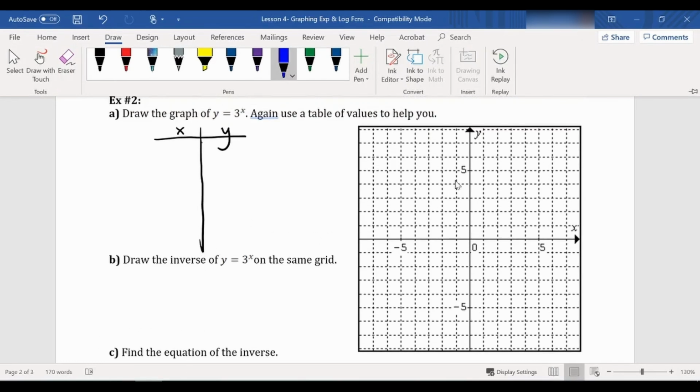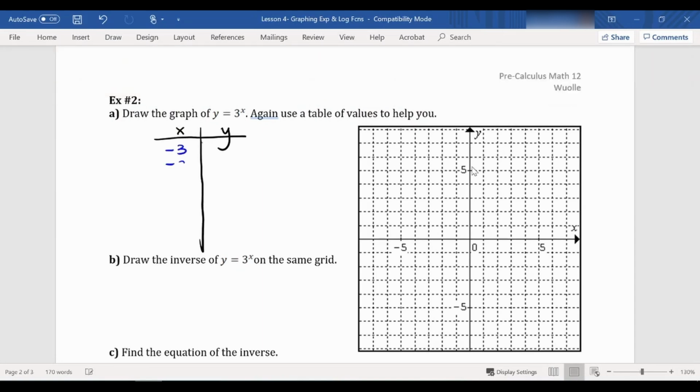So we are trying to graph y equals 3 to the x. So again, I'm going to go -3, -2, -1, 0, 1, 2, 3. So 3 to the -3 would be 1 over 27. I'm not even going to try and put that on my graph. 3 to the -2 would be 1 over 9. That's going to be real hard. Okay. 3 to the -1 is 1 over 3.